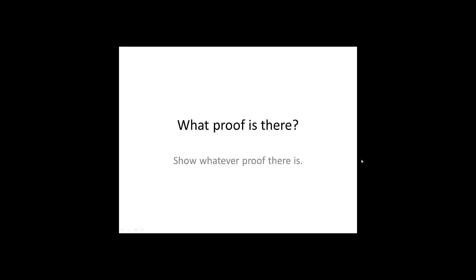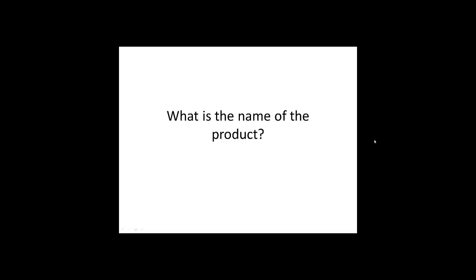What proof is there? This is where we show whatever proof there is. This could be videos, live proof, sales page proof, screenshots. We just show whatever proof that the vendor offers us. Next question is, what is the name of the product? And in this part of the video, we usually just tell them the name of the product. Maybe sometimes we'll include a graphic of the box.